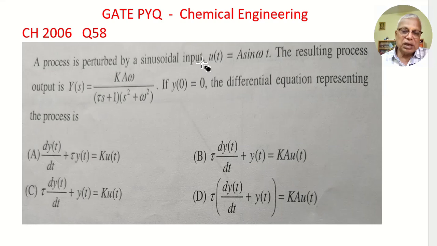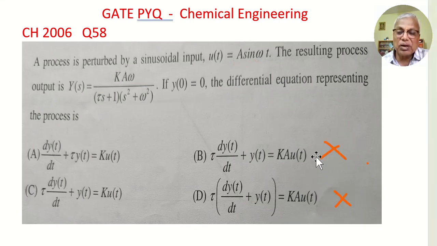Now this is U(s), right? Aω by s² + ω² is U(s). So A is already here. A comes from this. So there cannot be any A in the given equation, since A is already there, which comes from the U(s). So A cannot be from the differential equation. So these two are wrong options, this B and D, because A cannot be there in the equation. So you are left with only these two.